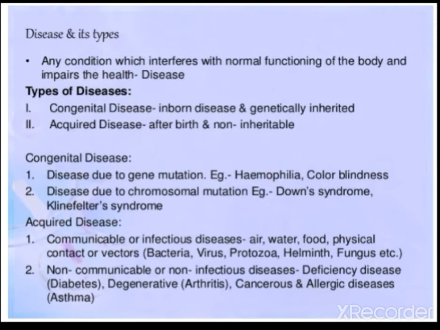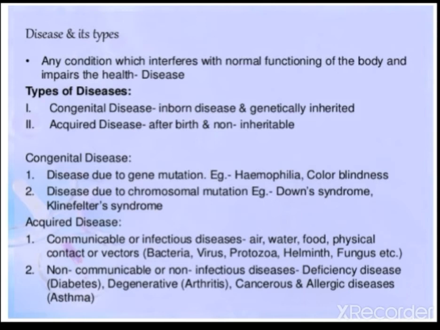Congenital means inborn disease, that is genetic disease. Acquired disease, after birth you get, and it is not inheritable. Congenital diseases are due to gene mutation. We studied already regarding hemophilia, color blindness, sex-linked disorders, or it can be due to chromosomal mutation, Down syndrome, Klinefelter syndrome. Okay, children, in the 5th chapter we have covered that.